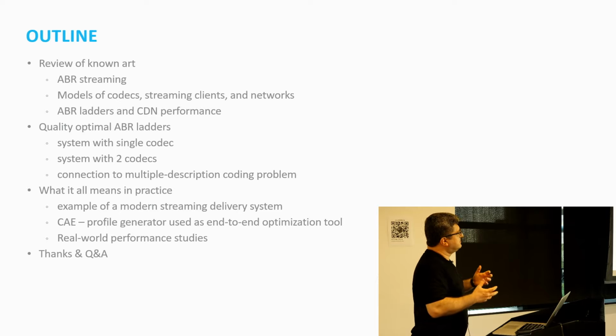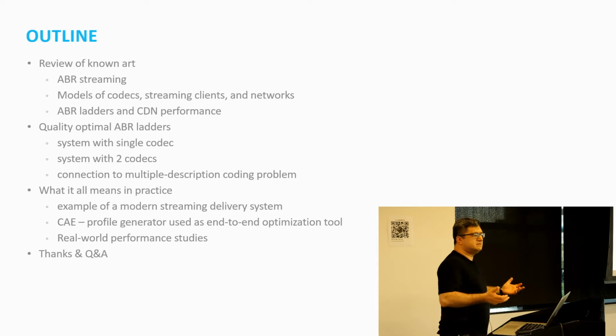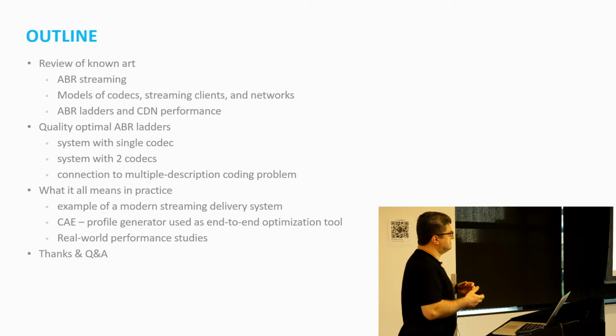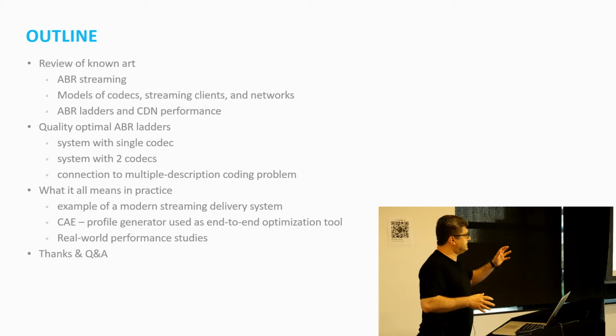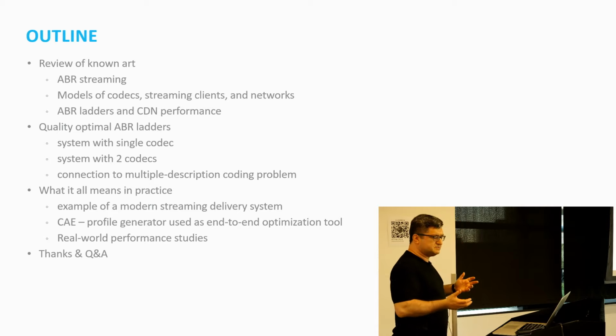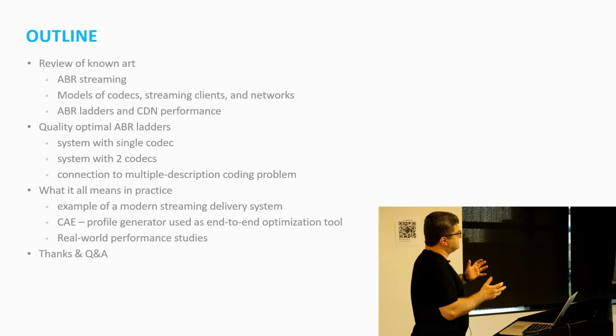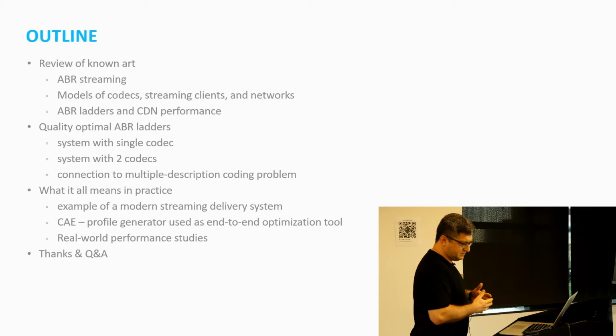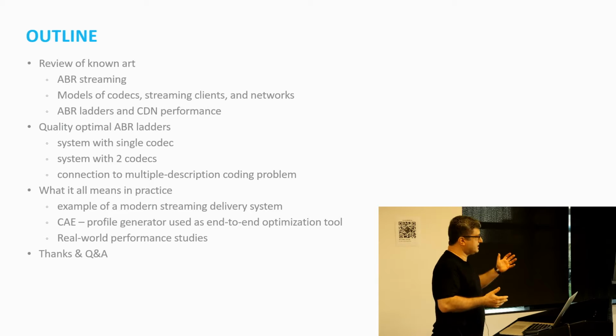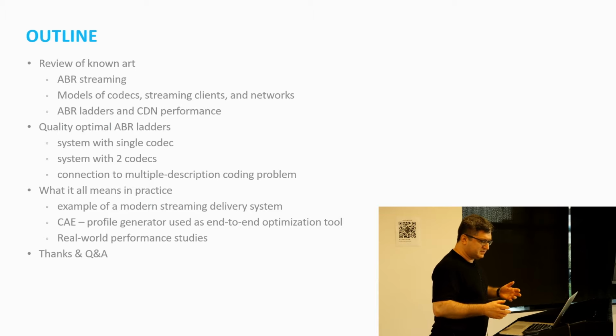And then I'll talk about design of quality optimal ladders for ABR streaming. And we will look at an example case of using a single codec design, which is simple and well understood these days. And then we'll look at a system with two codecs. And that will actually have a very interesting connection to what is known in information theory as the multiple description coding problem. So there will be a little bit of fun on the theoretical end. But then the last few slides will be devoted to what it all actually means in practice, and I'll talk about what's actually implemented, deployed, and give some real-world examples.